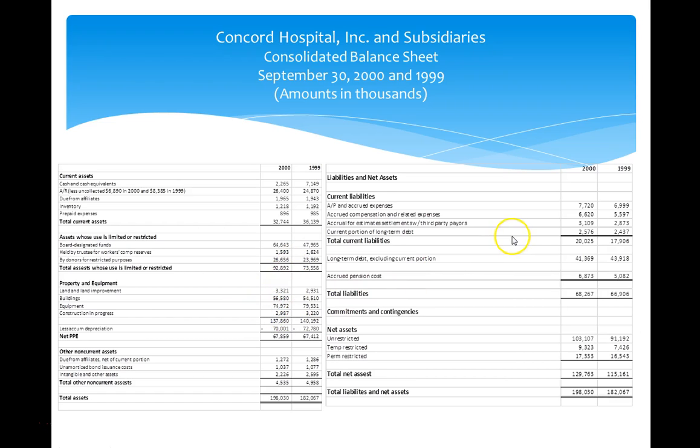And when we go to liabilities, we see things are fairly consistent with a little bit of an increase in the accrued compensation. The long-term debt showed a little bit of a decrease and a bit of an increase in the pension liability. Looking at the net assets section, we see there is an increase in unrestricted net assets by about $12 million, and about $1 million, almost $2 million in the temporary restricted, and $1 million in the permanently restricted. And so the balance sheet seems to be relatively stable.